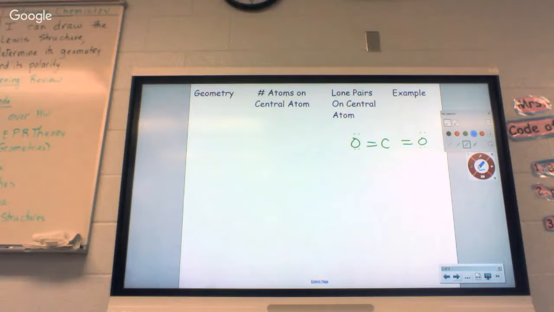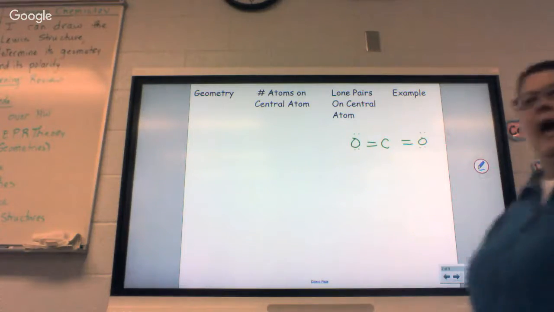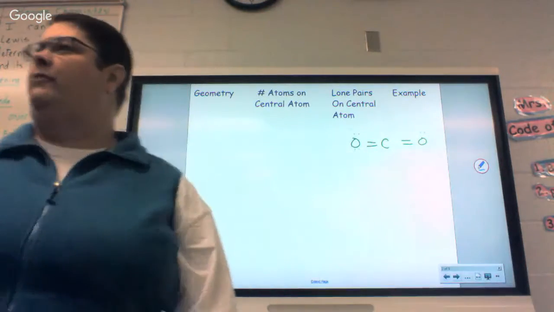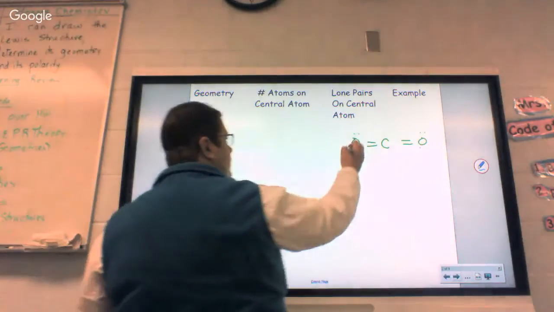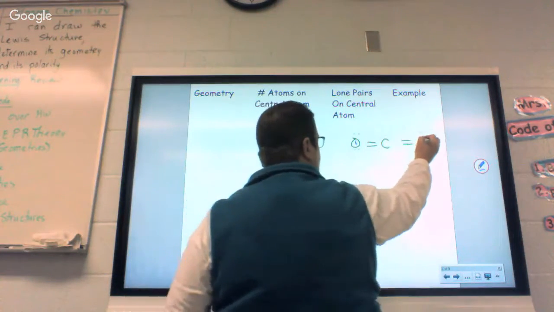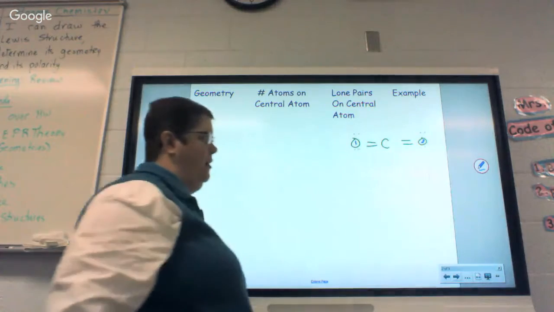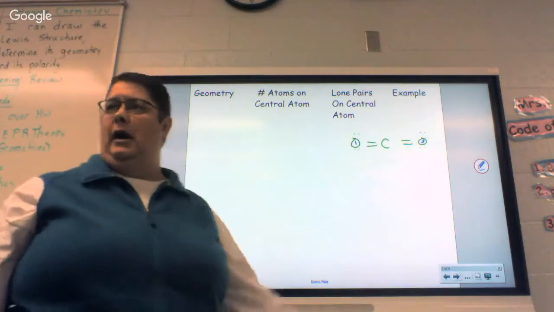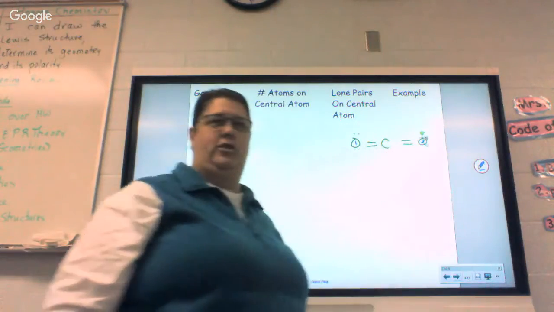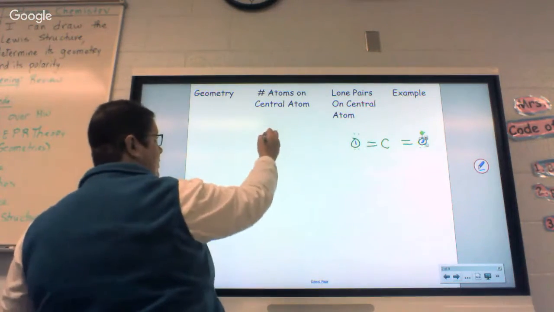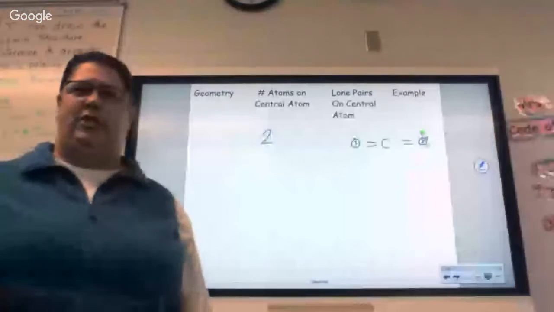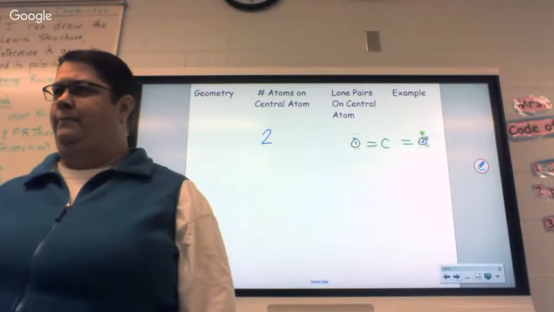How many atoms are coming off the central atom of carbon? Everybody good with it? How do you figure it out? There's 1 oxygen here and a second oxygen there, even though my 2 looks really bad. All right, 1 oxygen, 2 oxygen. We got 2 oxygens. That's how we get the number of atoms on the central atom: it is 2. Is everybody good with that?